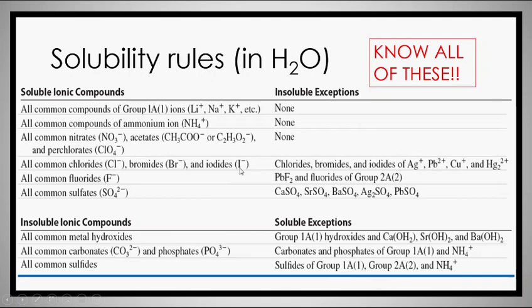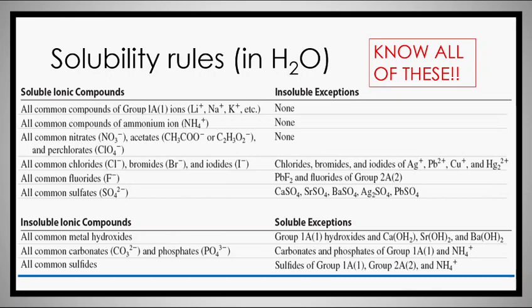One special thing that I need you to take special note of is this is a lead 2 plus ion. And so in this case, if it is PbCl2, that is going to be insoluble. But if you have a lead 4 plus ion, in this case PbCl4, that is going to be soluble. And so these exceptions are very specific on what ions they are talking about. So please note it has to be a lead 2 plus. It has to be a mercury 2 plus. And if it's not, then again, it's going to be soluble.